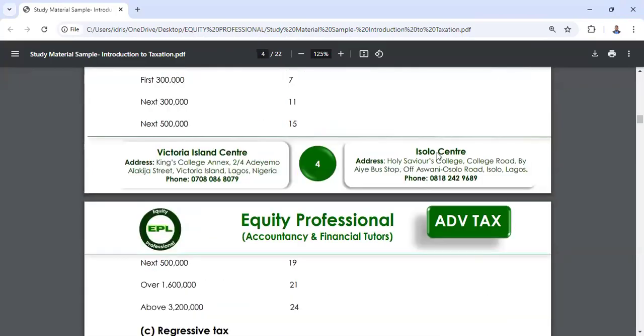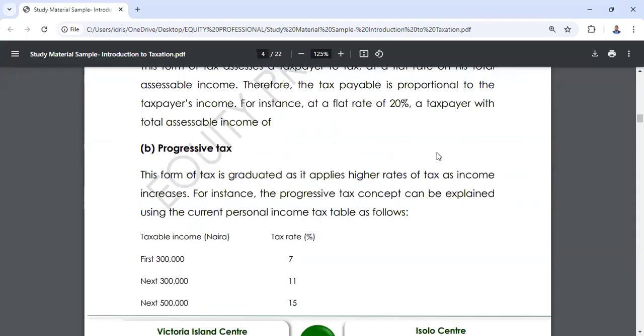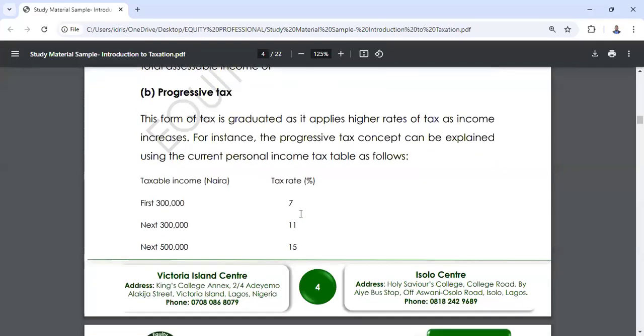If your chargeable income is 700,000, out of that 700,000, 300 will be taxed at the rate of how many percent? 7%. It remains how much if you remove 300? It's remaining 400 from 700. Second 300, it remains 400, right?